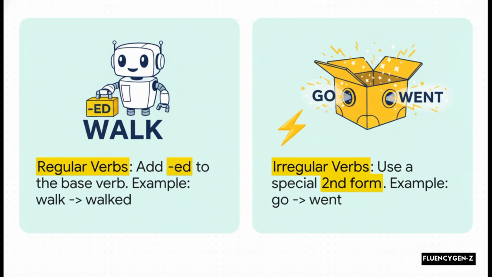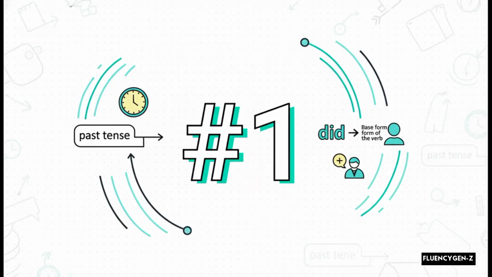These guys like to play by their own rules. So go becomes went and eat becomes ate. You do have to memorize them, but don't worry, you'll get the hang of the common ones really fast with just a little practice.